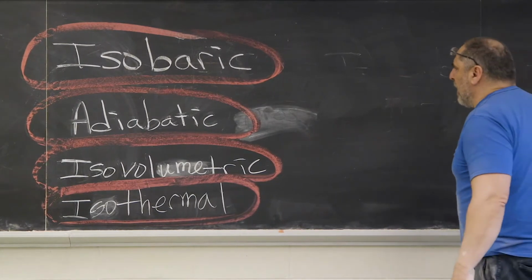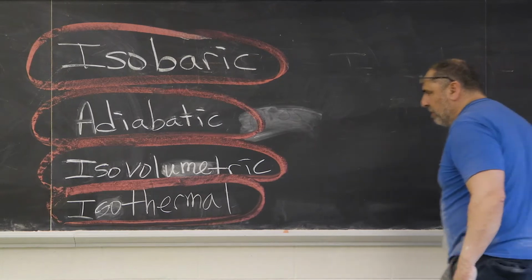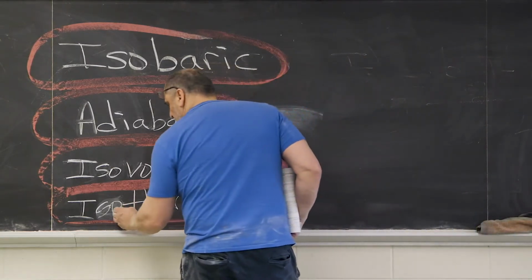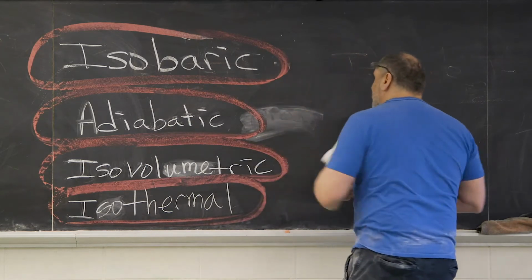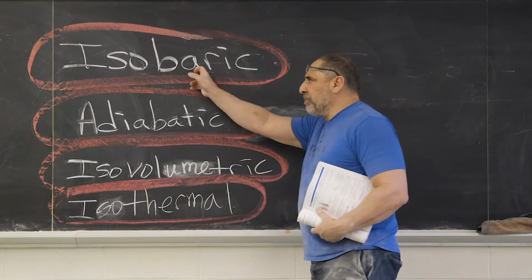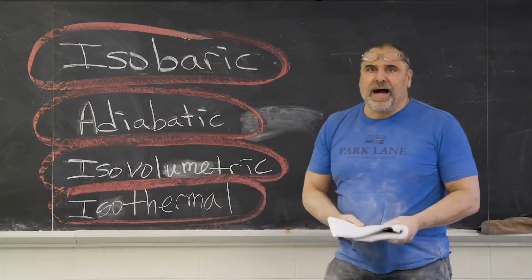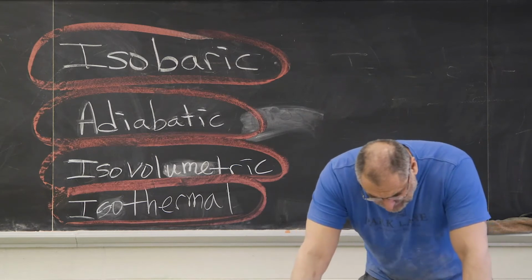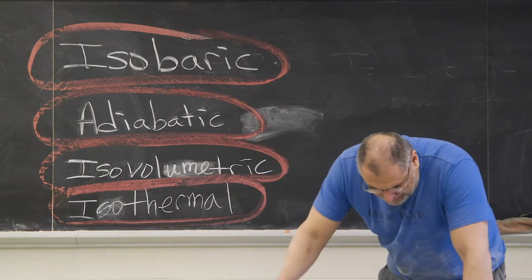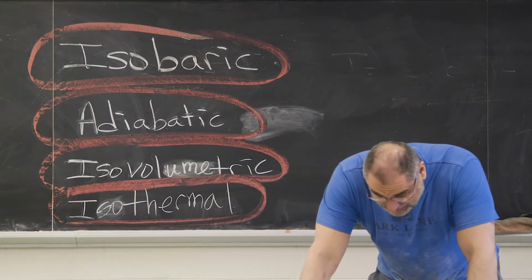So you got isobaric, adiabatic, isovolumetric, isothermal. What's going on with this? Well, an isobaric process, from the Greek word baros, means weight. Isobaric process means equal pressure, a constant pressure process. Let's go down the line here, guys. I'll read it, you look at it. An isobaric process is one that occurs at constant pressure.